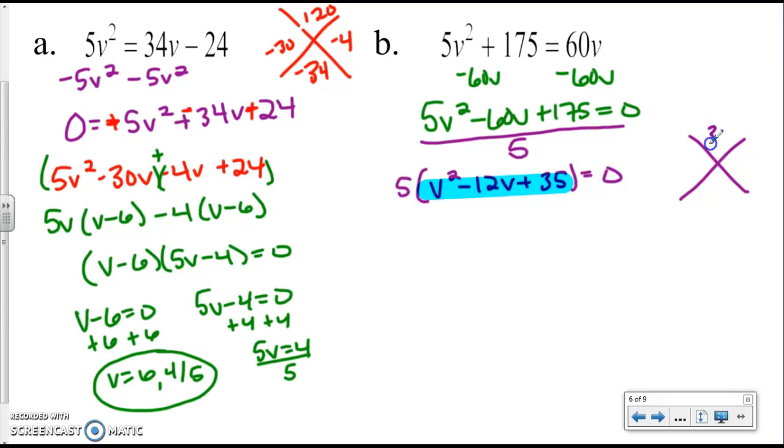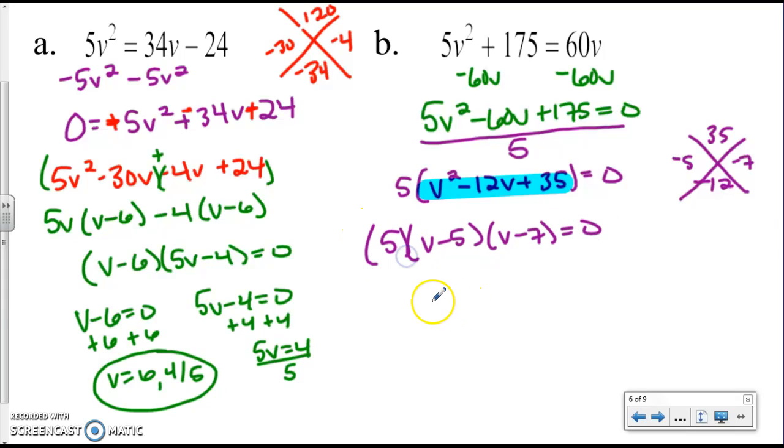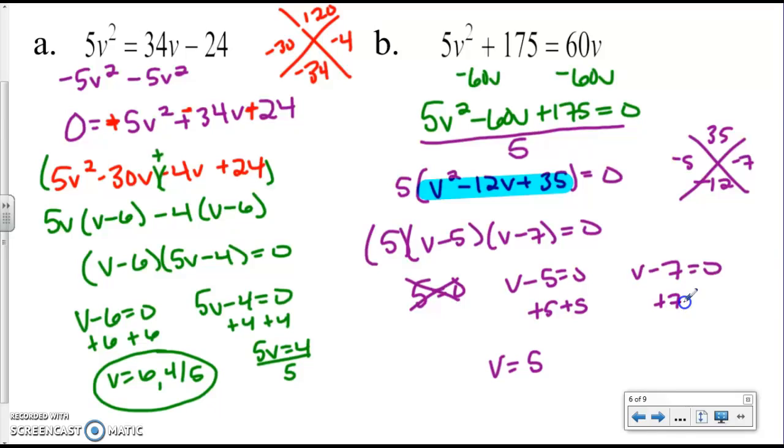So top of my x is 35, bottom is negative 12. So I have negative 5 and negative 7. So I get v minus 5, v minus 7. I'm going to set everything equal to 0. Notice this is out front. I'm going to show you what ends up happening. And I'm going to flip back here afterwards to talk about a different one. 5 can never be 0, so I don't need to worry about that. I do need to solve the other ones. So I get 5 and 7 for my final answers.